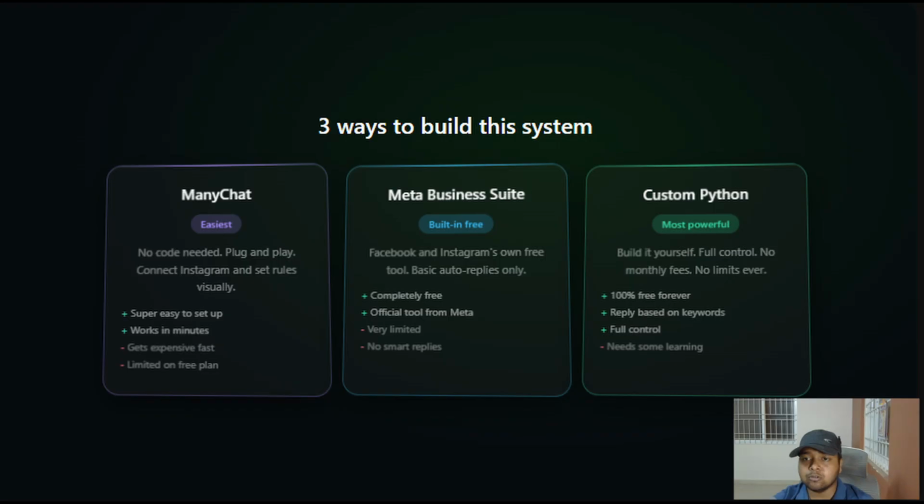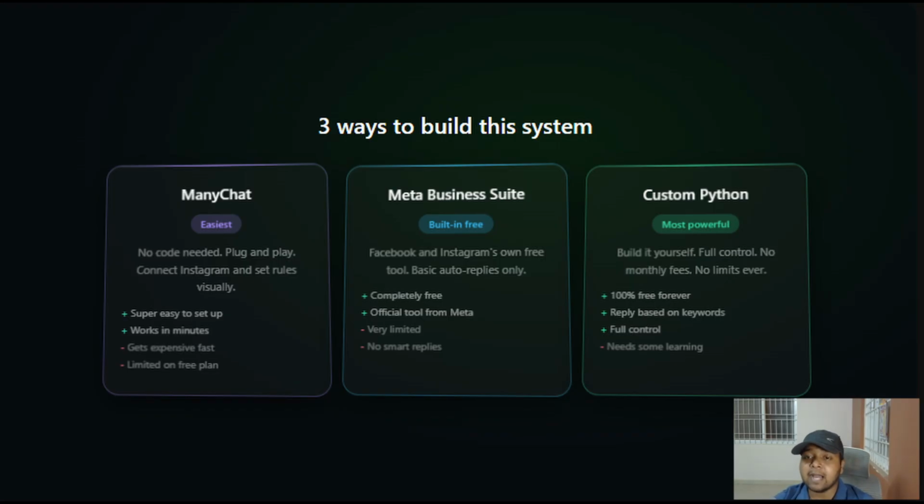Now let's talk about tools. There are three ways to build this system. Each one has pros and cons. Let me show you. First one is ManyChat. It's the easiest option. You connect your Instagram, set up simple rules: if someone comments this word, send this reply. No coding needed. The interface is simple. Anyone can use it. The problem: it's free to start but gets expensive. If you have a big audience, you will be paying every month. Good for beginners who want to test the idea quickly.